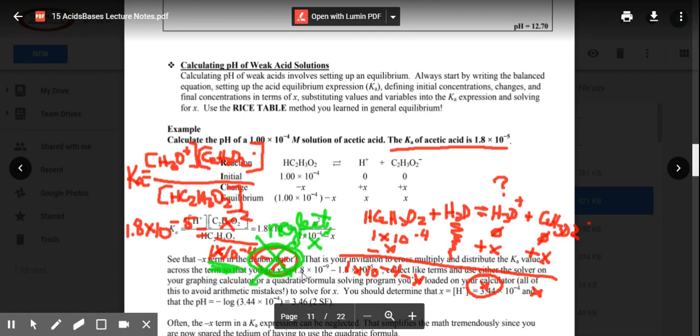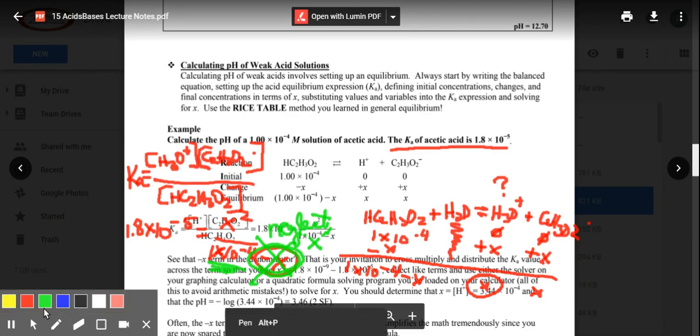But here's what you have to show in order to get the credit. You have to plug it in to your expression. You have to show this little x. You can mark it out and say neglect x, and then you can pretend like it's never there. So this now is going to make our math a lot simpler. We have 1.8 times 10 to the negative fifth times 1 times 10 to the negative fourth. That's something very easy, is equal to x squared. So whatever this number times this number is equal to x squared. So I would take the square root, and the square root of that number will end up being x.